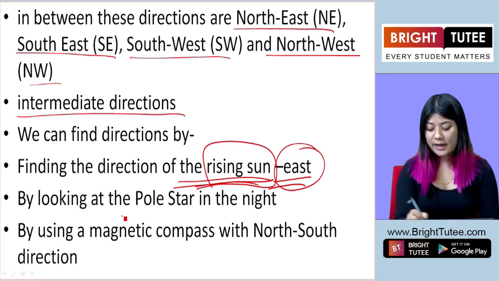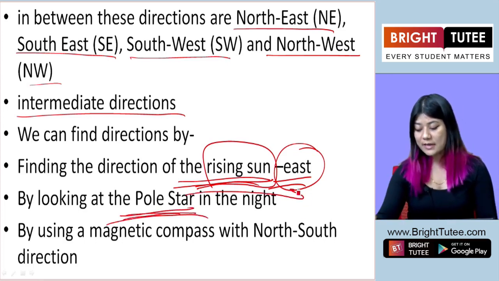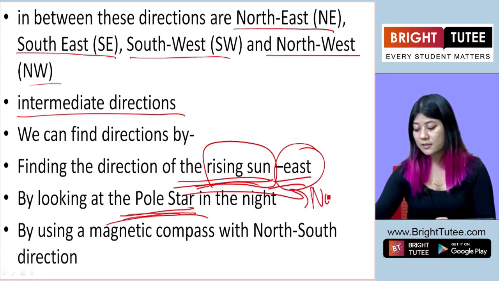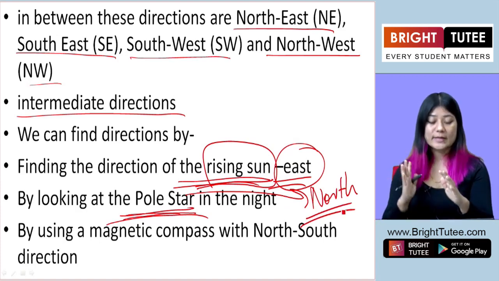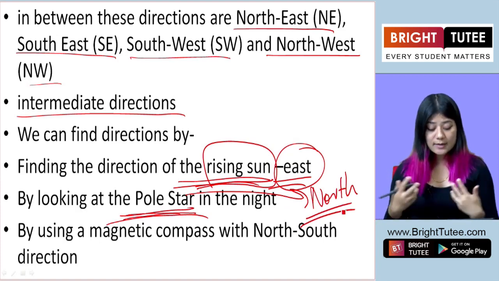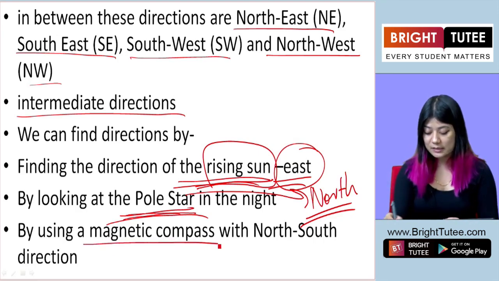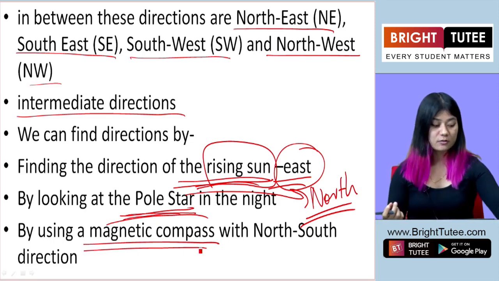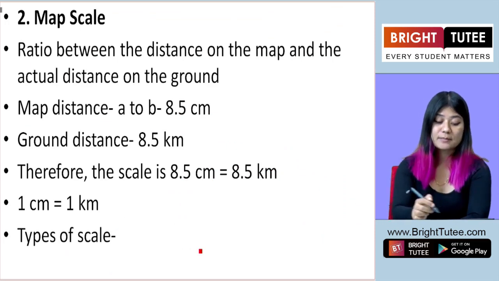At night, you can look at the sky and find the pole star. Now, if you locate the pole star, that means you locate the north. Then once you locate the north, you know where south is, and east, west. And the third way of finding direction is by using a magnetic compass, and that will help you to find the direction. Okay. The second component is map scale.